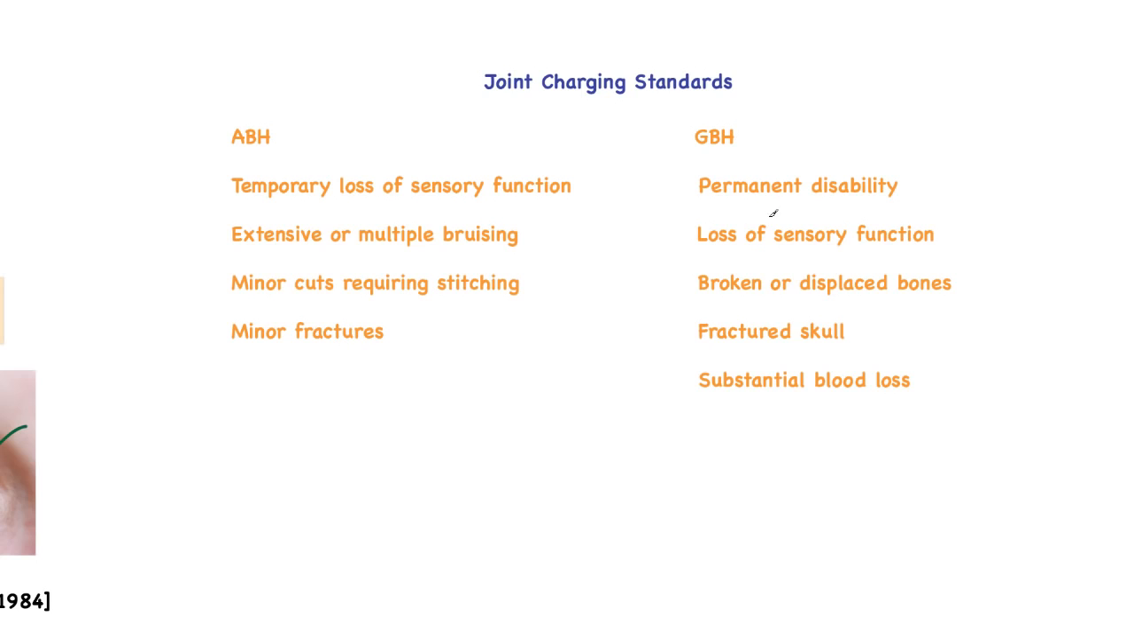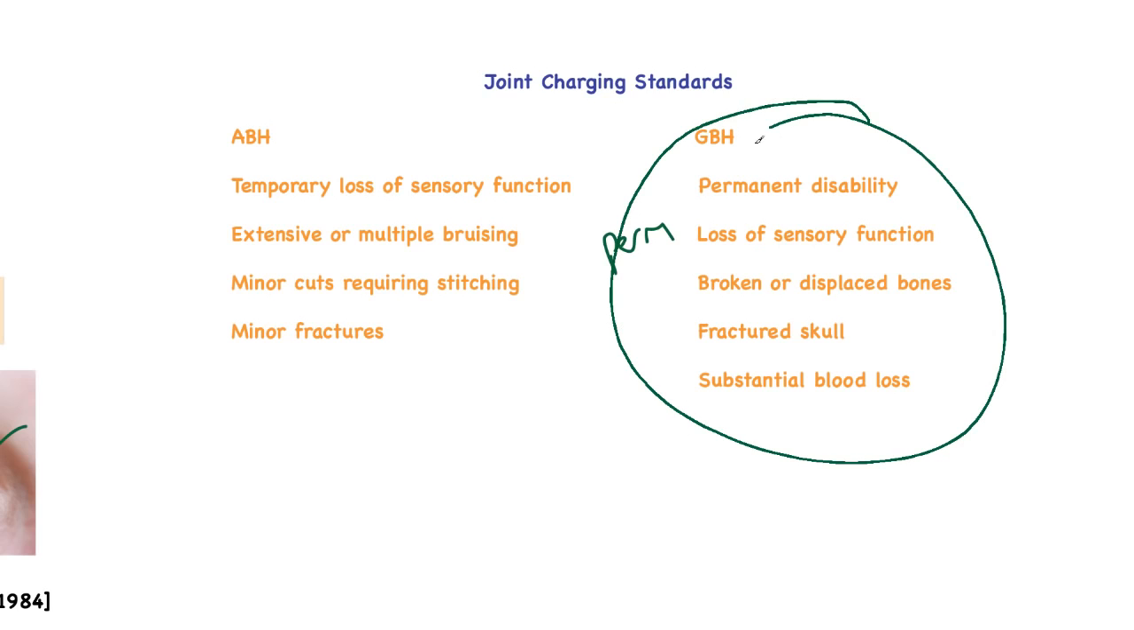We'll be looking at permanent disability, and that should be permanent loss of sensory function. Broken or displaced bones, and those big bones, so the femurs, our big bones in our body, not the smaller bones. A fractured skull, or injuries that have substantial blood loss. So you can already see that here we've got far more serious injuries, even in the joint charging standards.